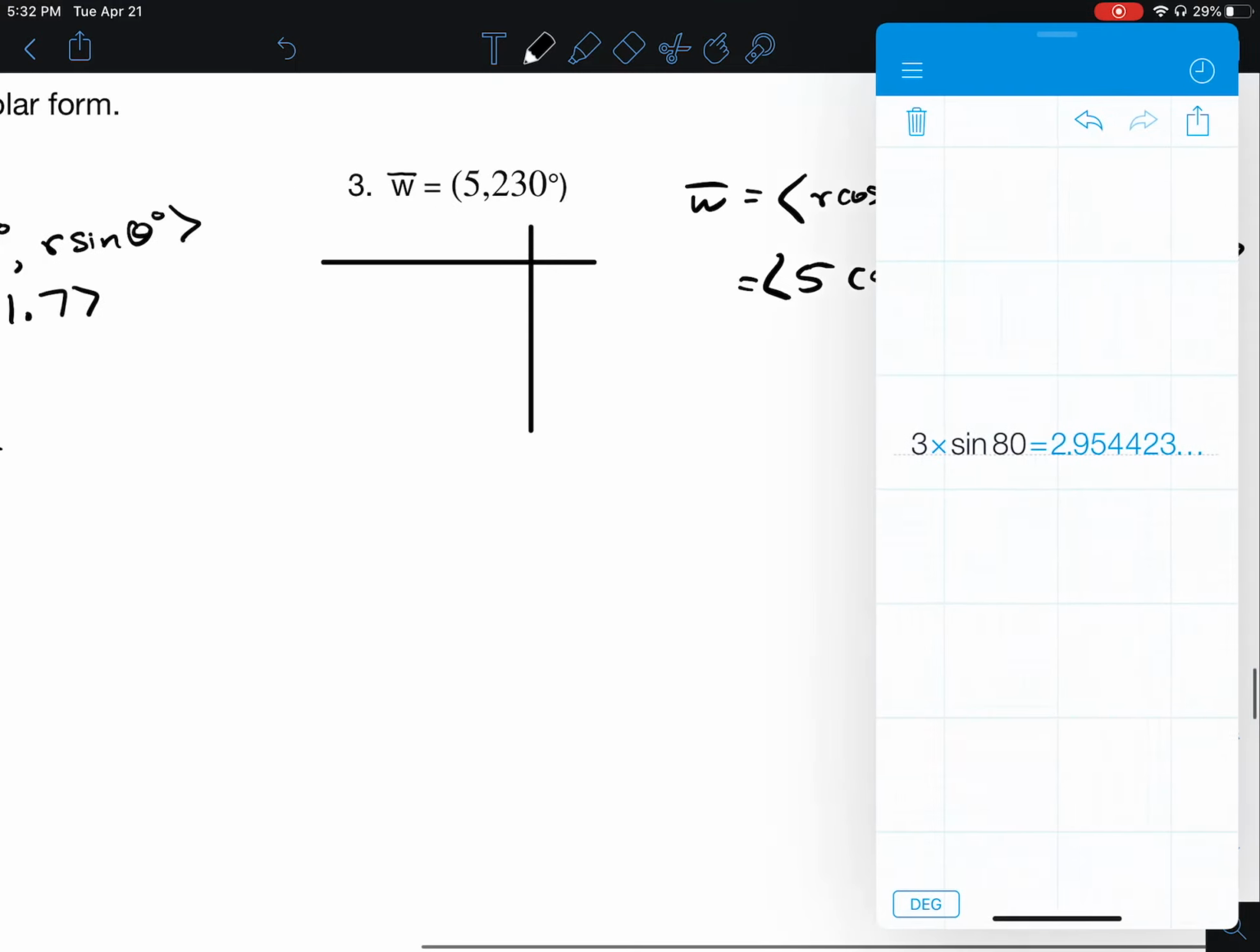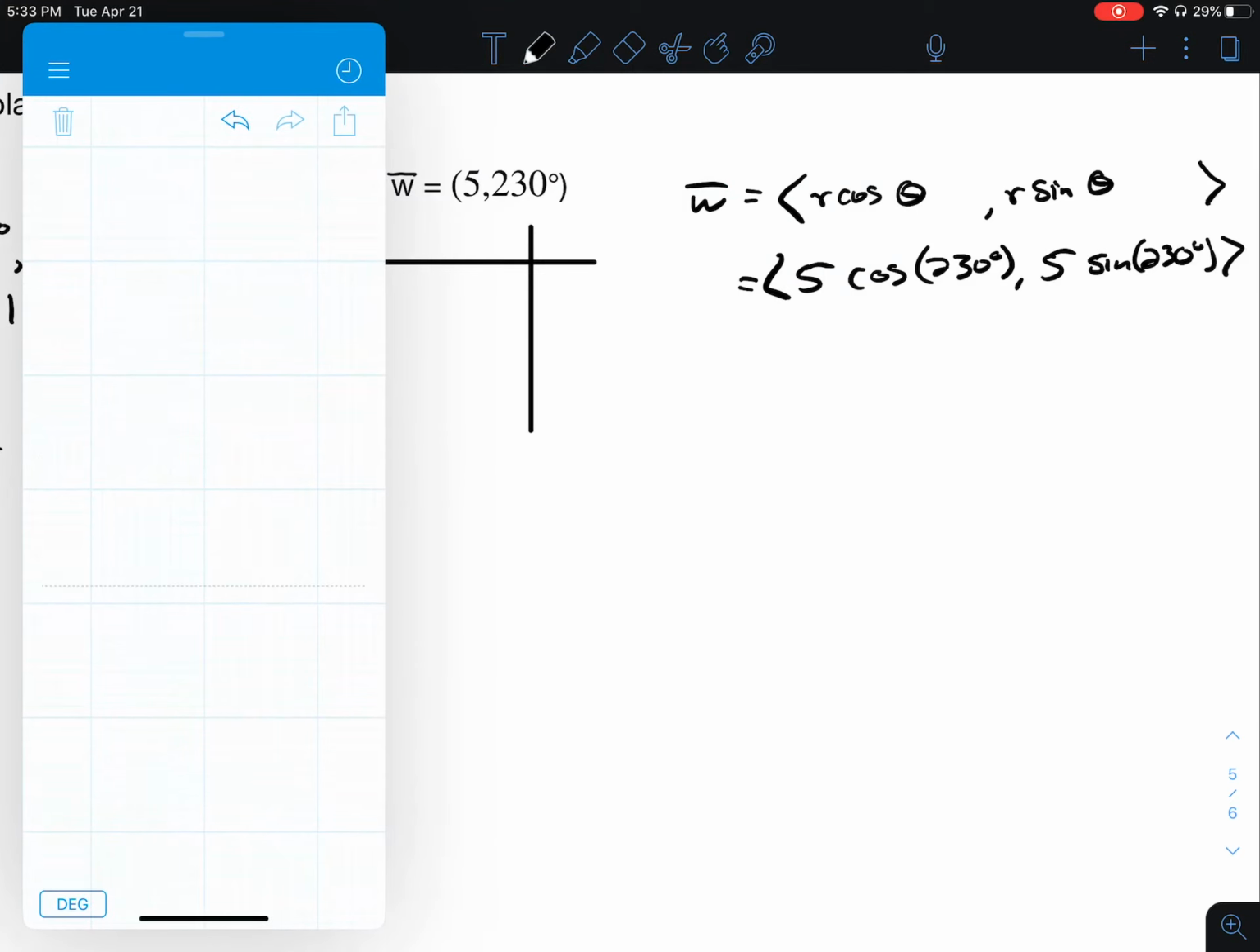We'll see what happens if we throw this in our calculator, then we'll finish the picture and try to make sense of it. So 5 times cosine of 230 should be negative. Negative 3.2. If we do 5 sine of 230, we get negative 3.8.